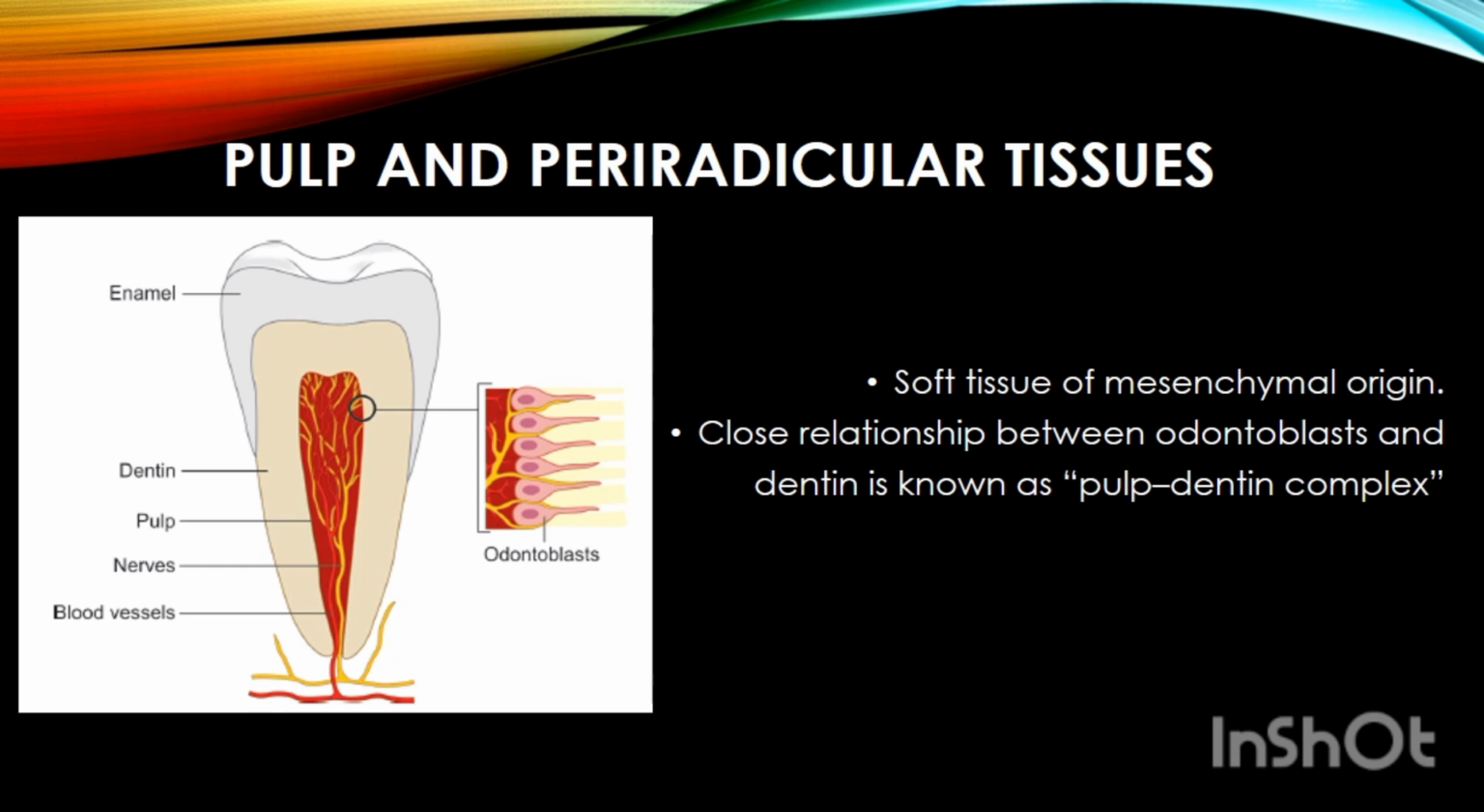So pulp is basically a soft tissue that is present within the tooth. Okay, and what is the type of origin? It is mesenchymal in origin. So mesenchymal literally means a loose connective tissue or structure that is derived from mesoderm.